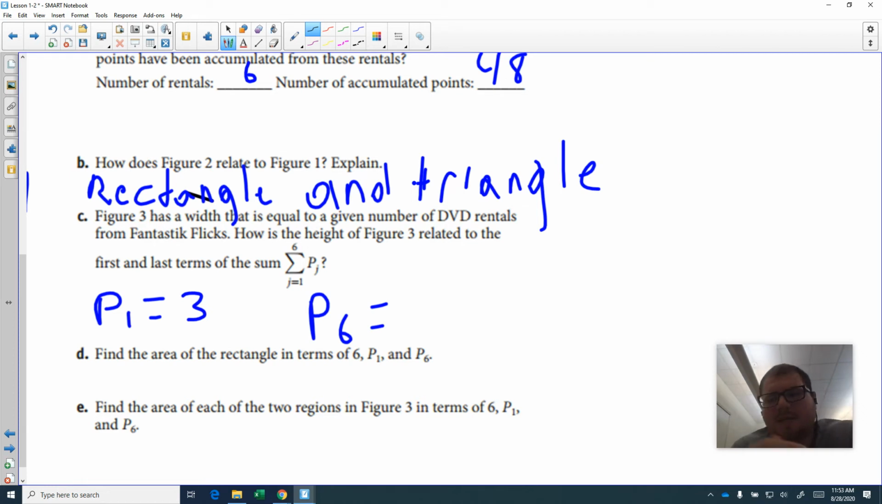Well, this goes back to the other chart that we did yesterday. At 6 rentals, we would end up with 13 points. Okay? On our 6th rental, we would receive 13 points. Okay?